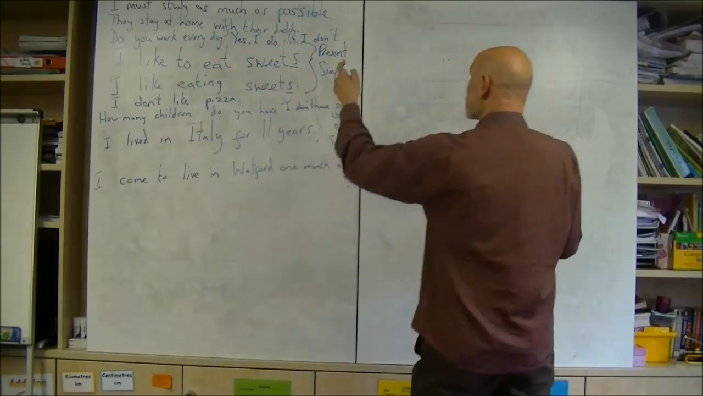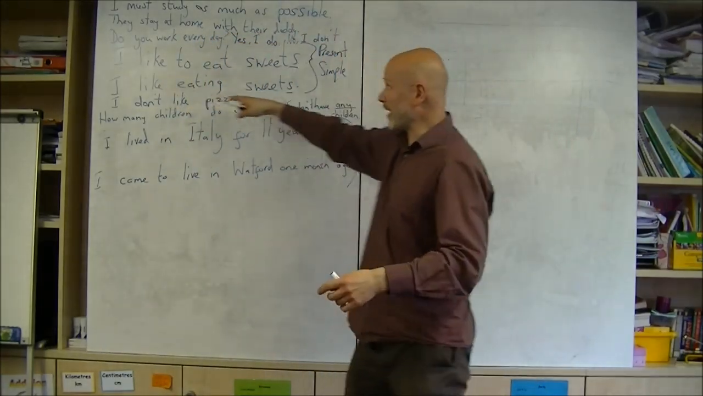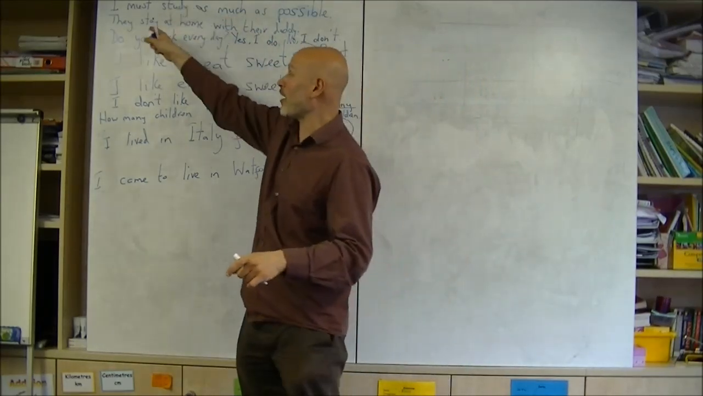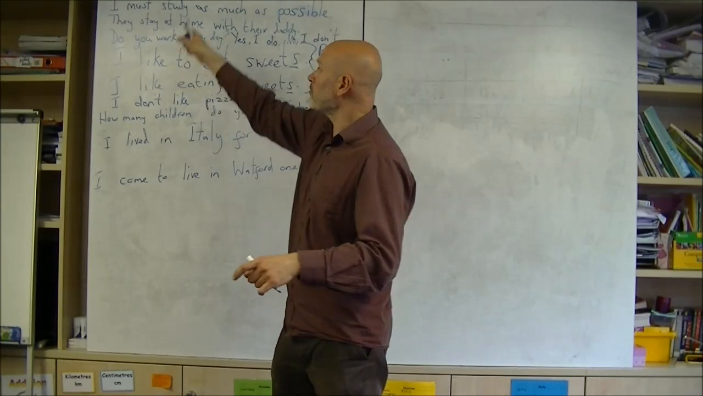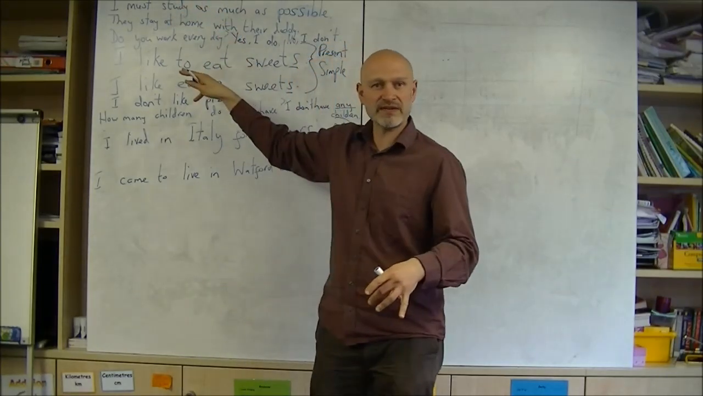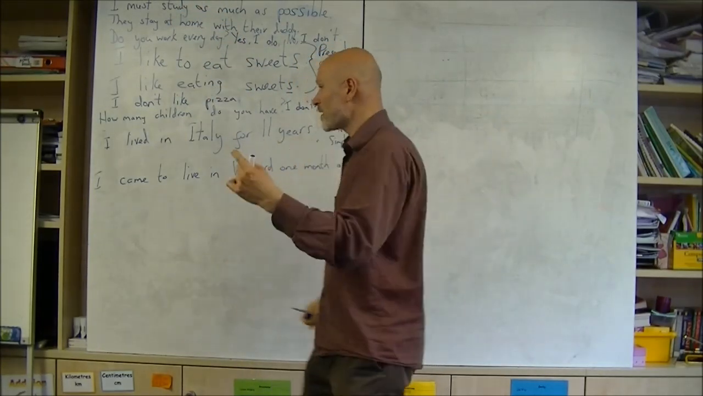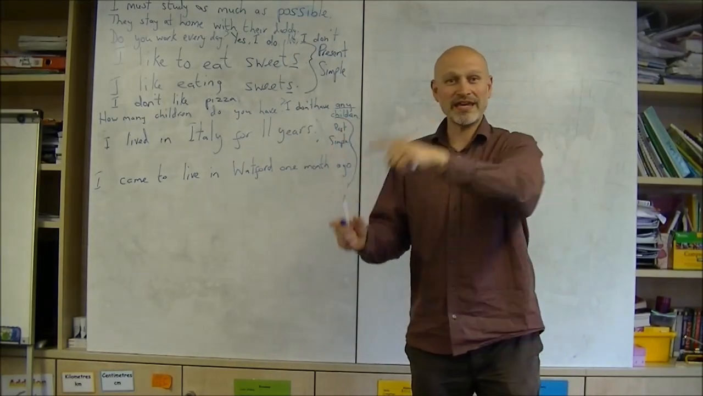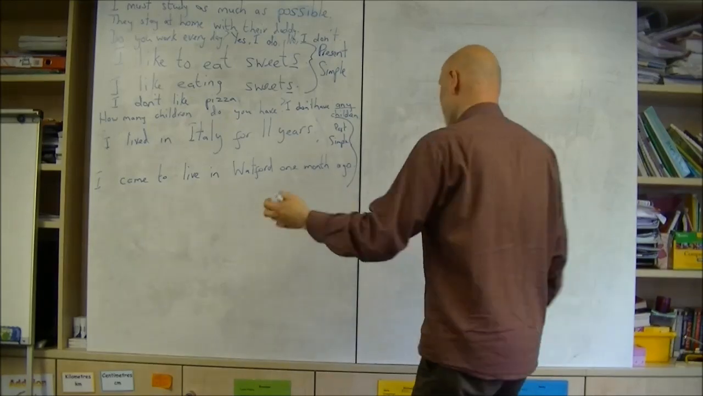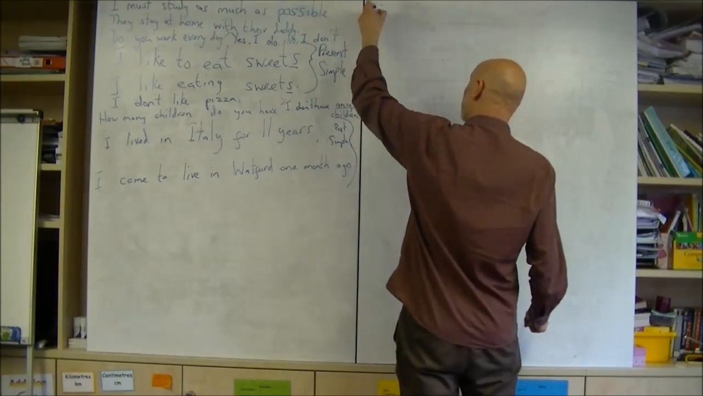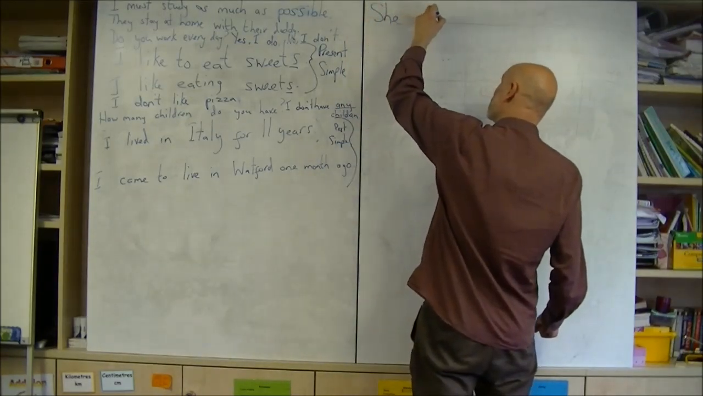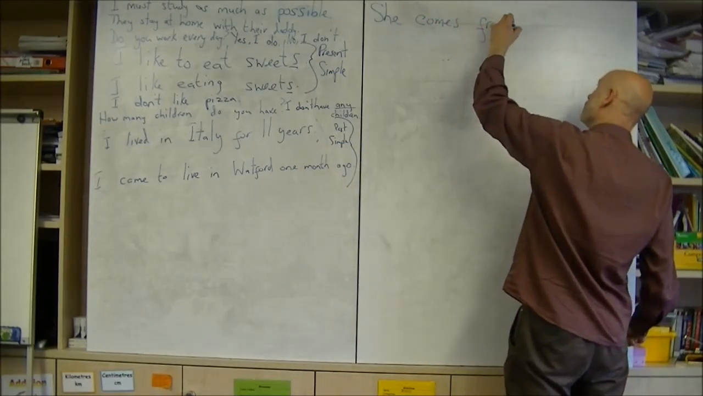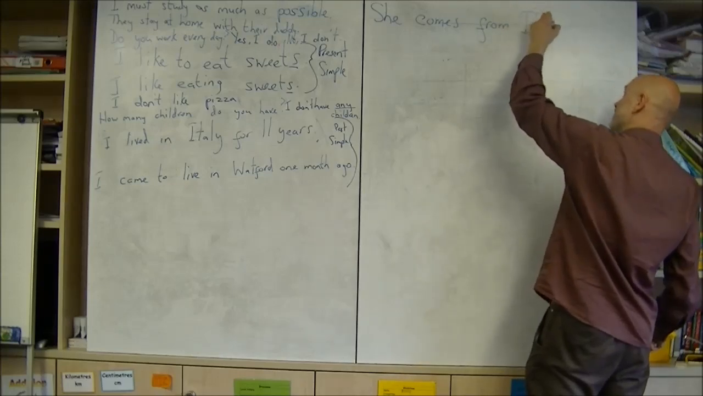Okay, so here's a lot of work here in what I call the first person with I and you. Positive sentences, negative sentences with I and you. Now over here, we're going to look at some sentences with he or she. And here's the first one. Thank you, Eliseo. She comes from Italy.